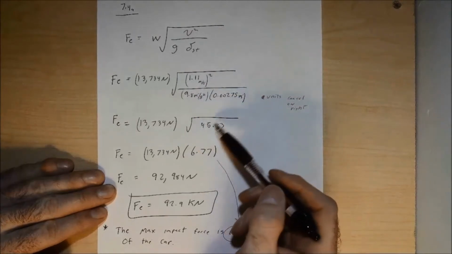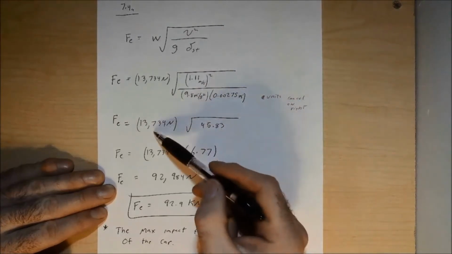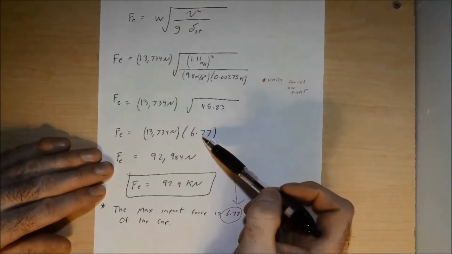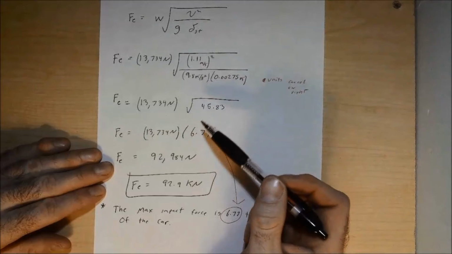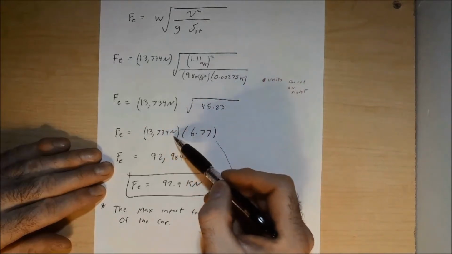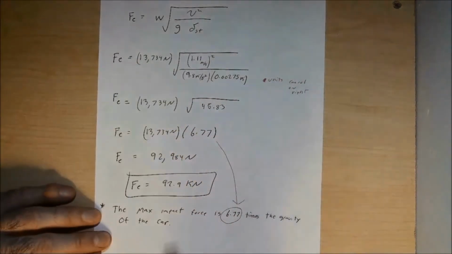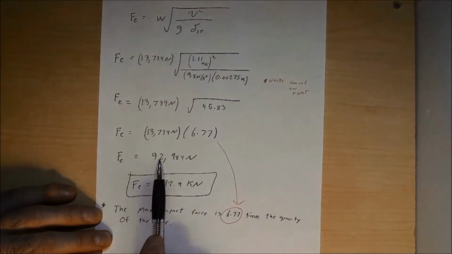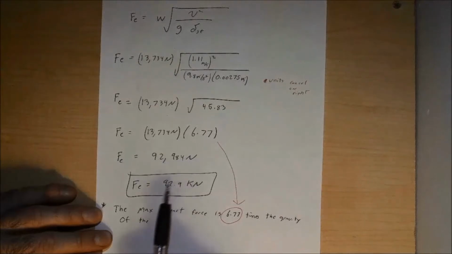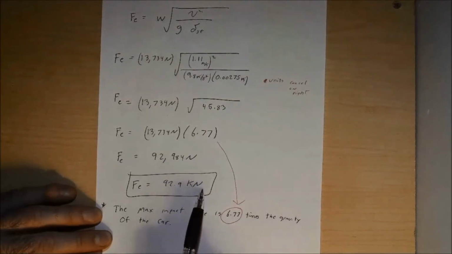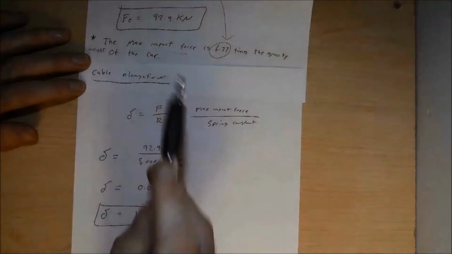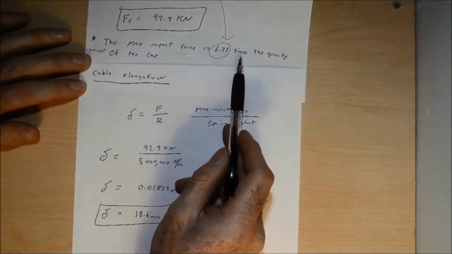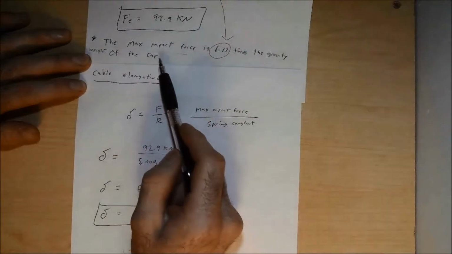Do out our math there: square root of 45.83 times our weight force in newtons. Square root of 45.83 is roughly 6.77 times our weight force of 13,734 newtons. Do out the math here, and what we end up with is that our elastic force is 92,984 newtons, or 92.9 kilonewtons. So therefore, the max impact force is 6.77 times the gravity weight of the car.